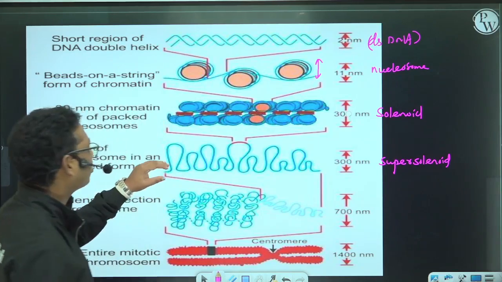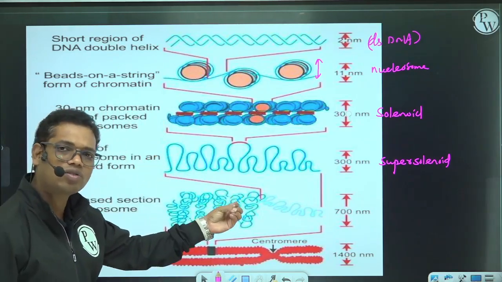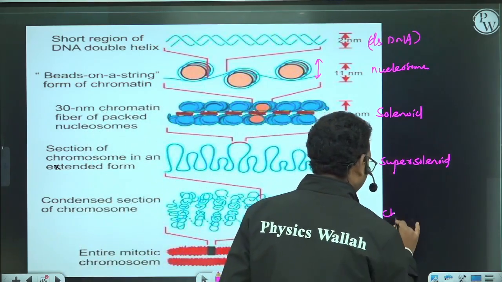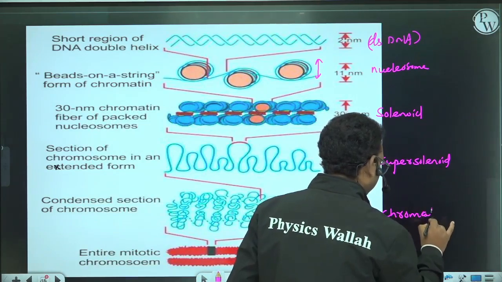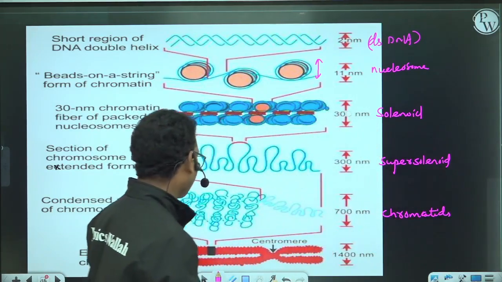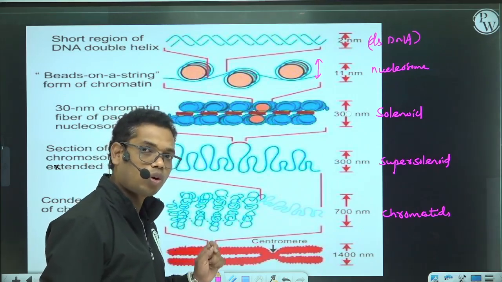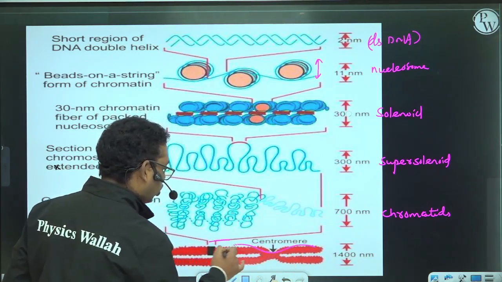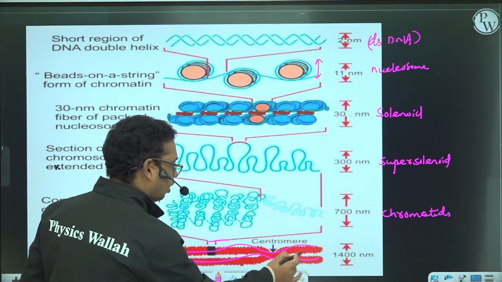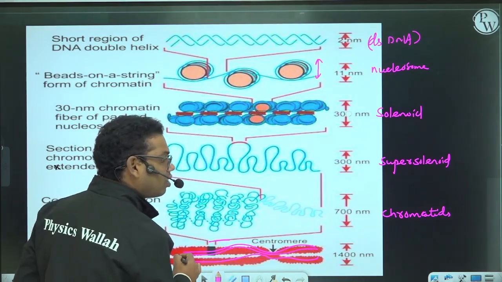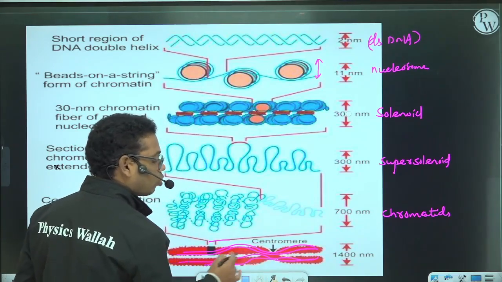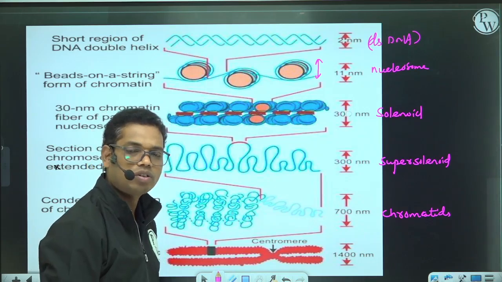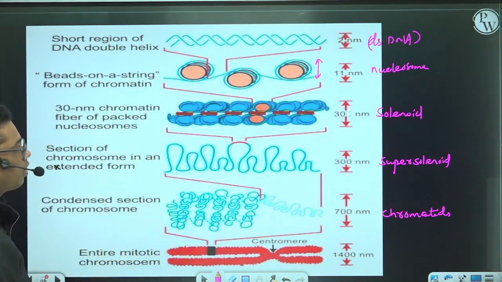Here I can call this super solenoid chromatin, and these are chromatids. In the case of a metaphasic chromosome, I have two chromatids. This one is one chromatid, and this one is another chromatid. Each chromatid has a width of 700 nanometer, and this one also 700 nanometer. So the entire width will be 1400 nanometer. Clear? So this is how the DNA undergoes packing.